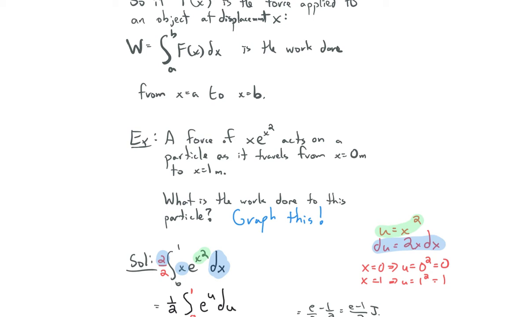So let's go ahead and quickly do that. I don't think there's too much to write down, since the antiderivative of e to the u is just e to the u, and we're going to evaluate that from u equals 0 to 1. And we still need that 1/2 as well, so we'll put that 1/2 in front. And that simplifies to (e minus 1) over 2. And work is done in joules, or Newton meters, if you will. So it's (e minus 1) over 2 joules of work done.